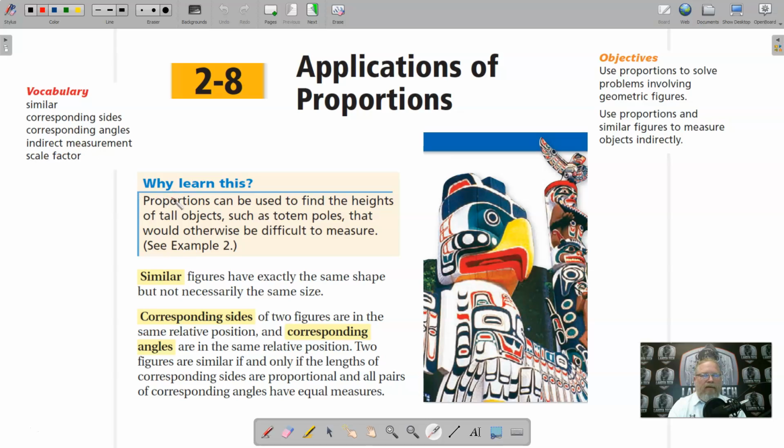So why learn this? Well, proportions can be used to find the heights of tall objects, such as totem poles, that otherwise would be difficult to measure. So first we have similar figures showing up for our vocabulary, and similar figures have exactly the same shape, but not necessarily the same size.